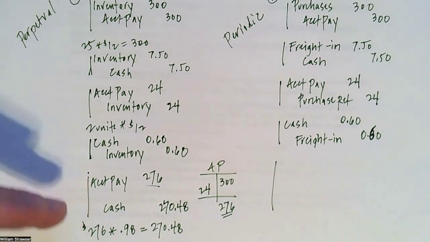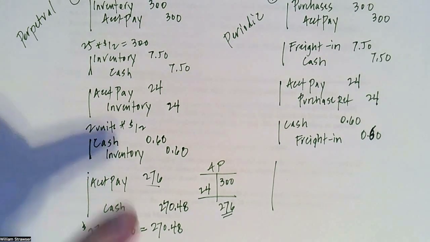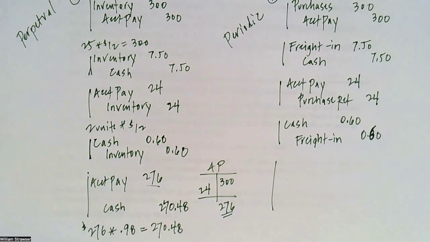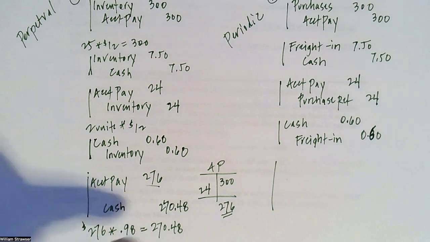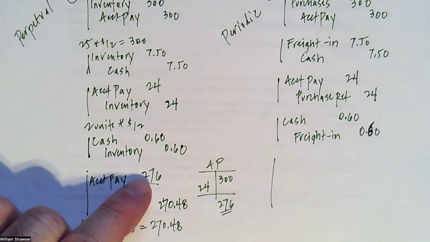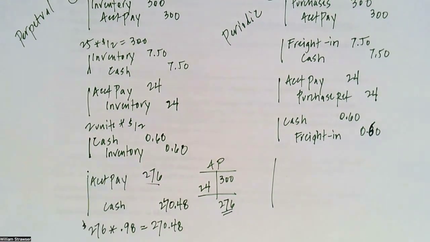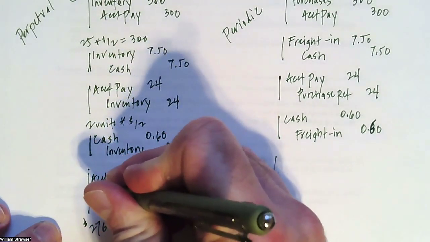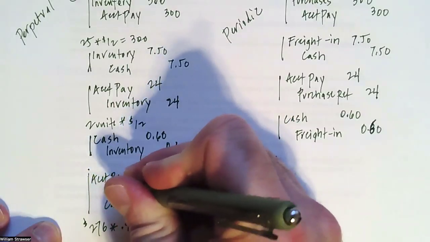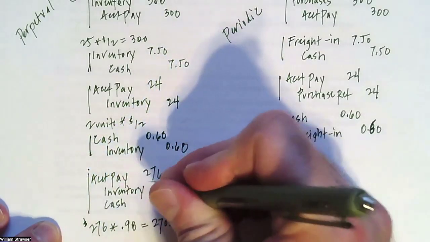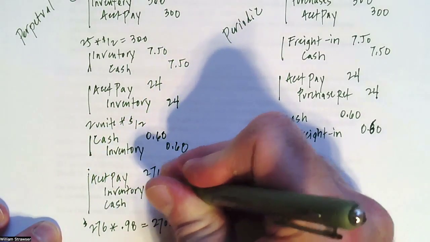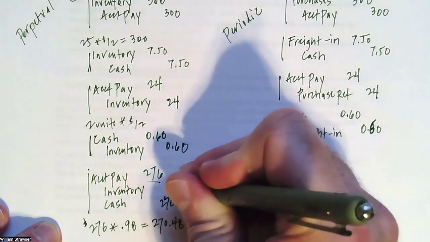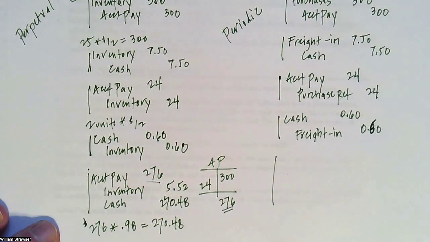I'm paying off a liability with cash, but these amounts are not similar. We need something to balance my journal entry. The reason why I'm paying less cash and paying off a greater amount of payable is that I got a discount. And that discount actually shows up in the perpetual system as a credit to inventory.